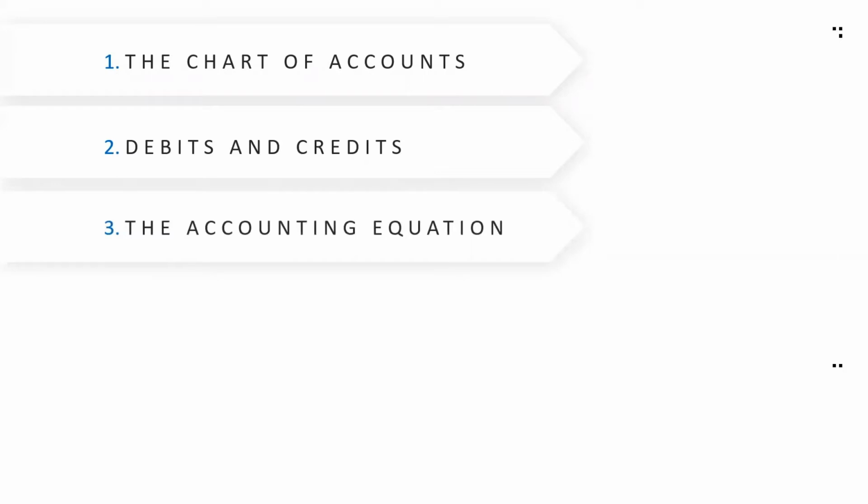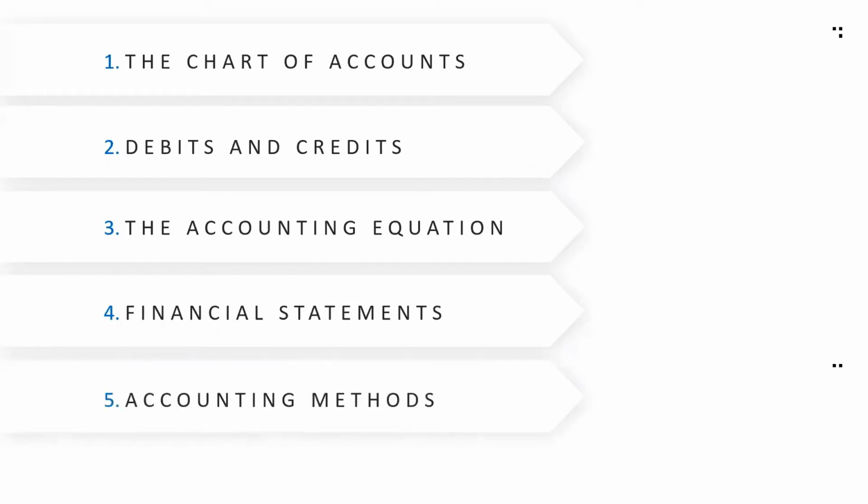Number 3, the accounting equation. The accounting equation builds on our first 2 concepts. It is used to display the health of the company through a balance sheet or income statement. Number 4, financial statements. These summarize important accounting information, and there are 3 main types that we'll go into a little later in the presentation. And number 5, accounting methods. These are the 2 different ways to organize your accounts, cash and accrual. You'll need to choose one, and we'll talk about what the differences are.